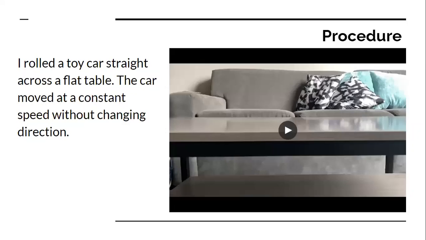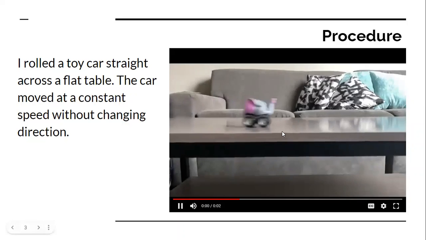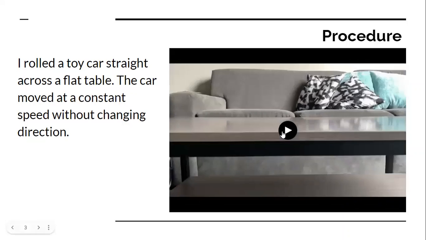A bit of the procedure really quickly: you wanted to move the object at a constant speed without it changing direction. So I chose to roll a toy car across a flat surface. This is the video that I put into Tracker and plotted to create the graph. We'll see here that I plotted position and time on the X and Y axes.